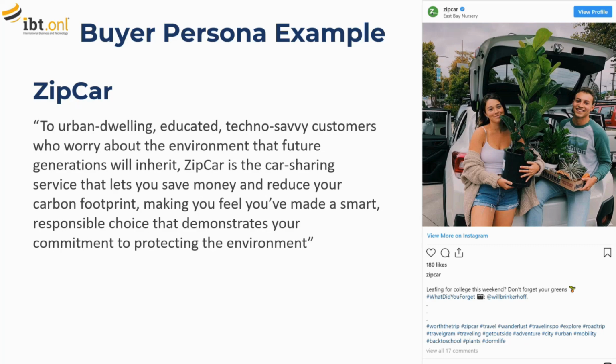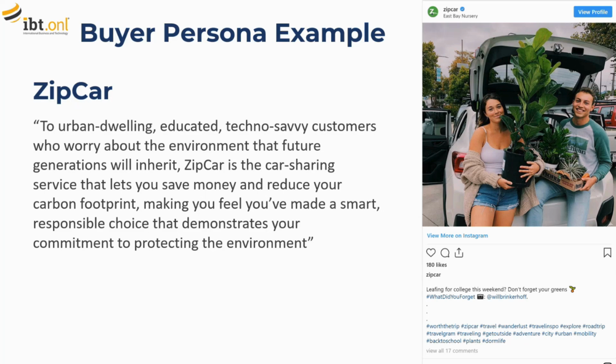So the picture they have there is their buyer persona. The picture they have there, people holding plants, they're environmentally sensitive, and they've got a car, obviously from Zipcar, and they're urban and they're going back to college. It says in the Instagram thing there, are you going back leading up to college this weekend and so on. So all of these things are unified into their buyer persona.